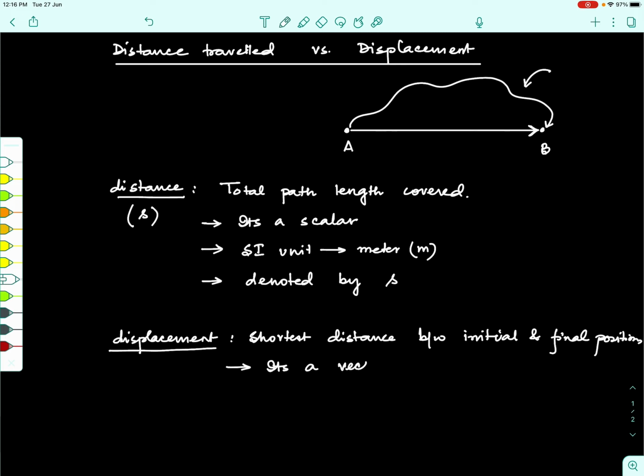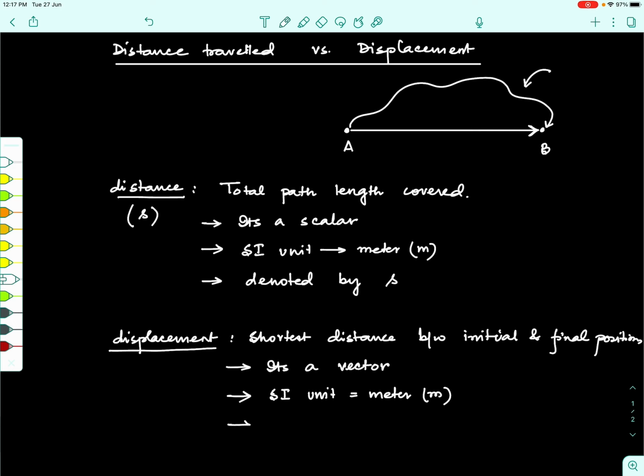That's a major point of difference between distance travelled and displacement. It's a vector quantity whose direction is from the initial position to the final position. Its SI unit is the same as that of distance. SI unit is meter itself, written in short as m, right?